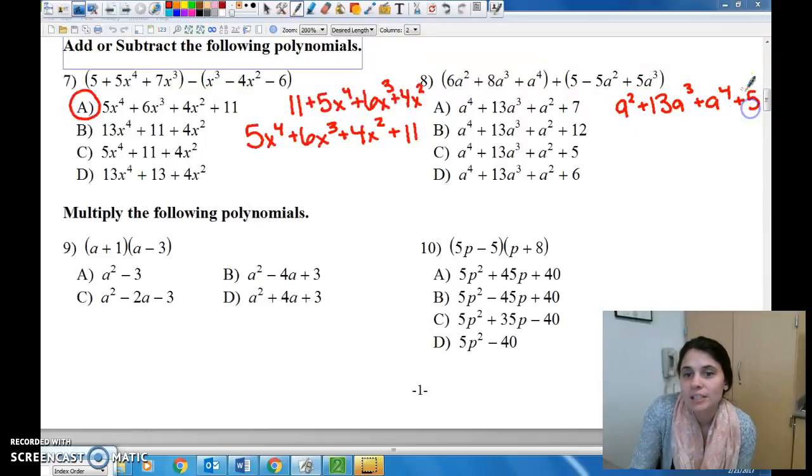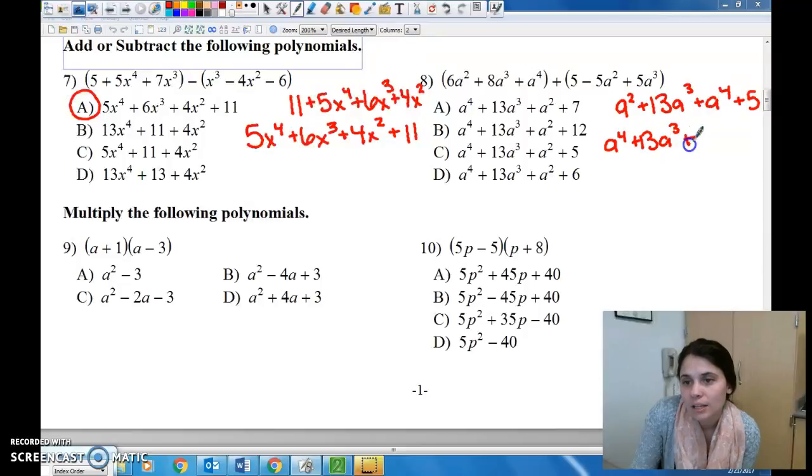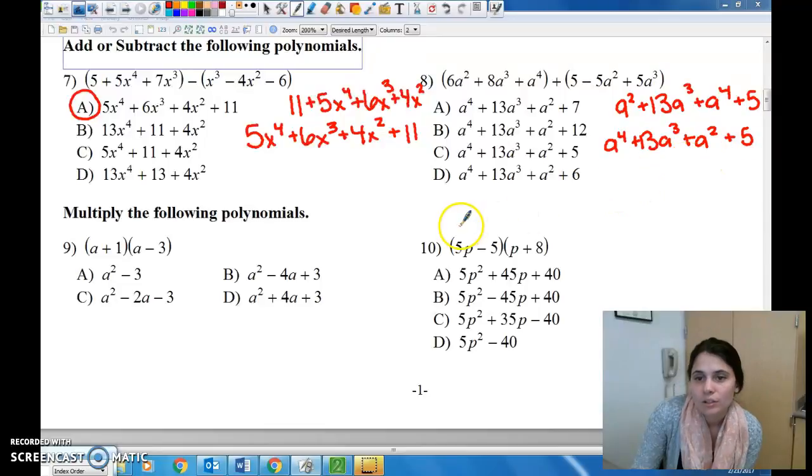So again, I want this in standard form, so it's a little bit easier to see my answer. So I start with a to the 4th, then plus 13a to the 3rd, plus a squared, plus 5. So my solution is C.